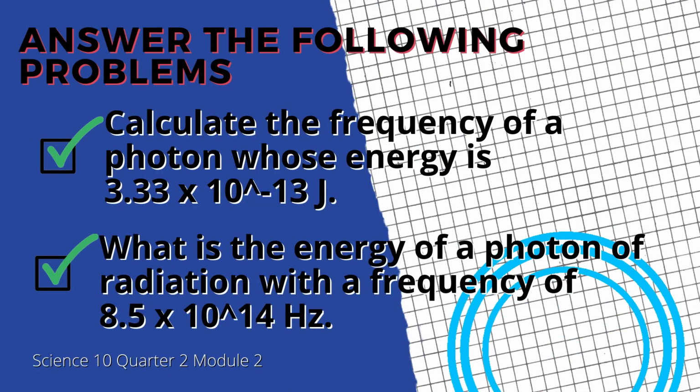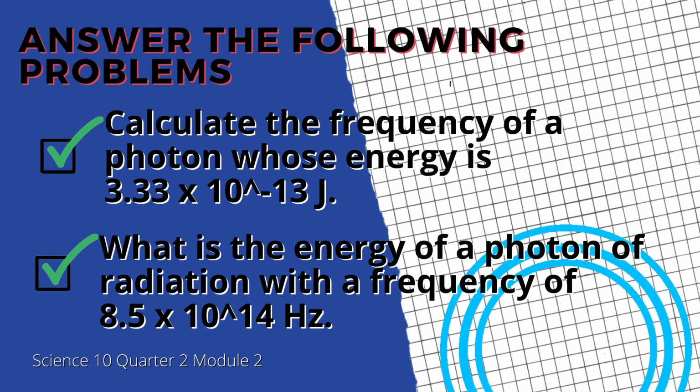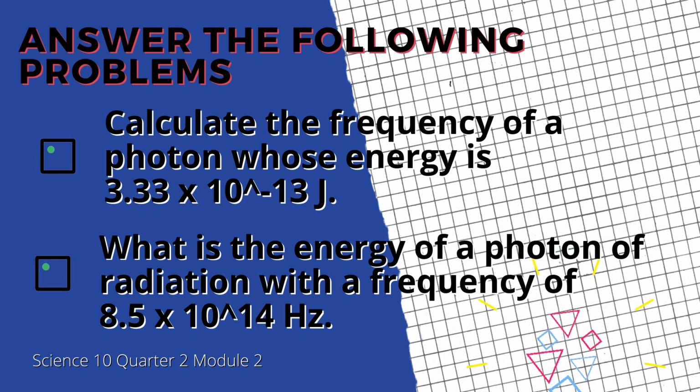Answer the following problems. 1. Calculate the frequency of a photon whose energy is 3.33 times 10 to the negative 13 joules. Number 2. What is the energy of a photon of radiation with a frequency of 8.5 times 10 to the 14 Hz? You may submit your answers on the given Google Form link found on this video episode. Proper feedback regarding your answers will be done through your registered email.